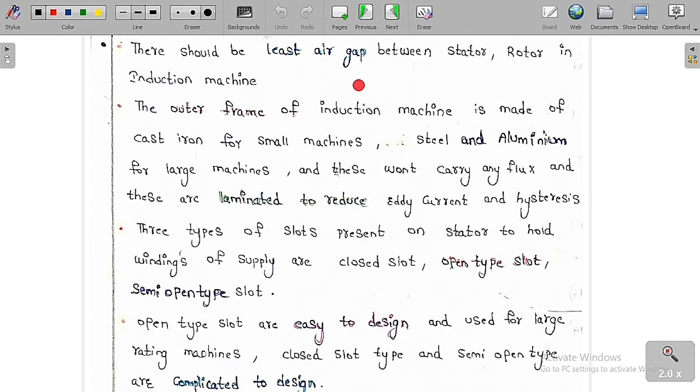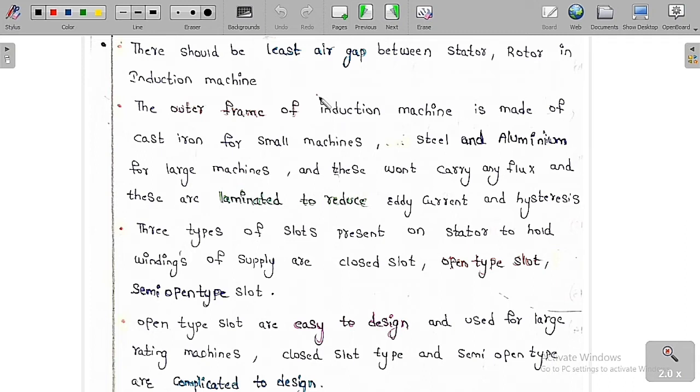There should be at least an air gap between the stator and rotor in an induction machine. Less air gap means less magnetizing current is required to keep the constant flux. So you always have to keep a small air gap between the stator and the rotor in the induction machine, because we need less magnetizing current to produce the constant flux.